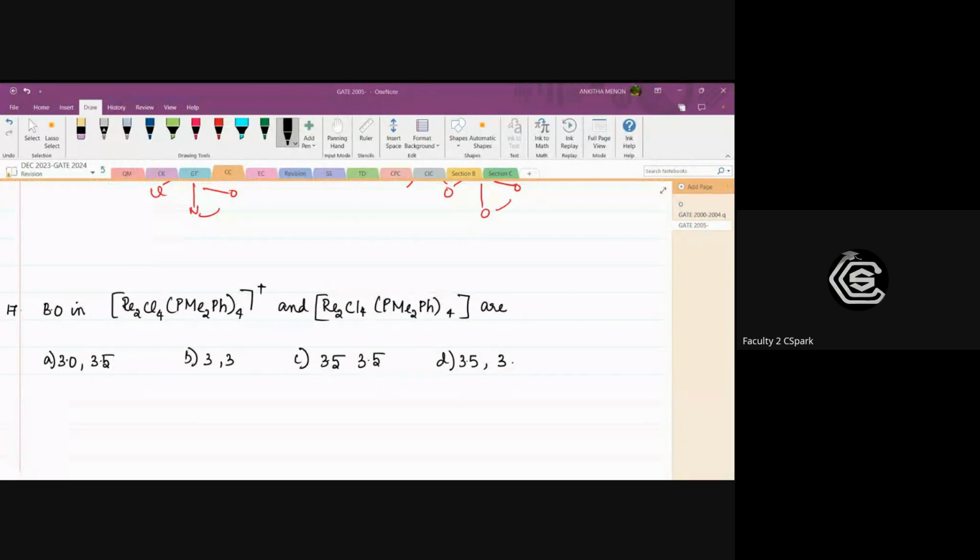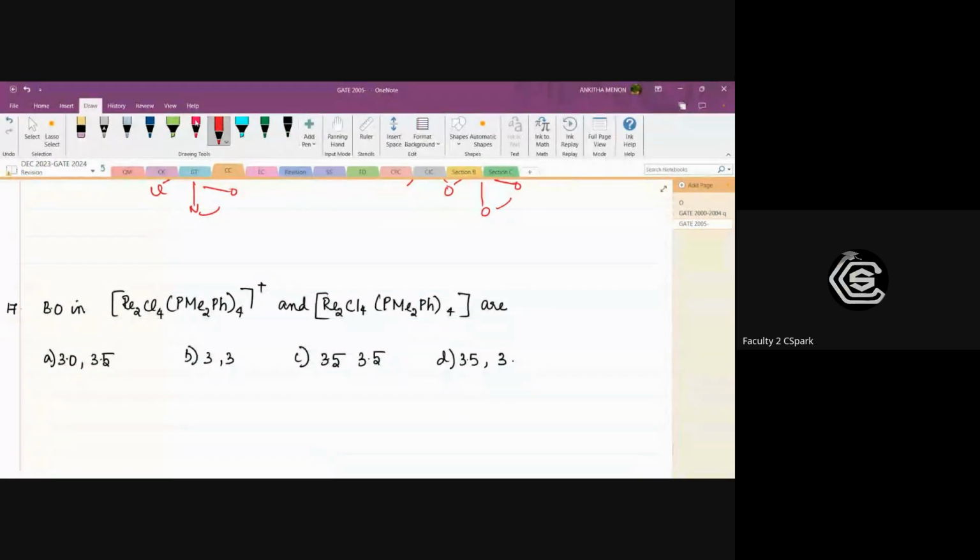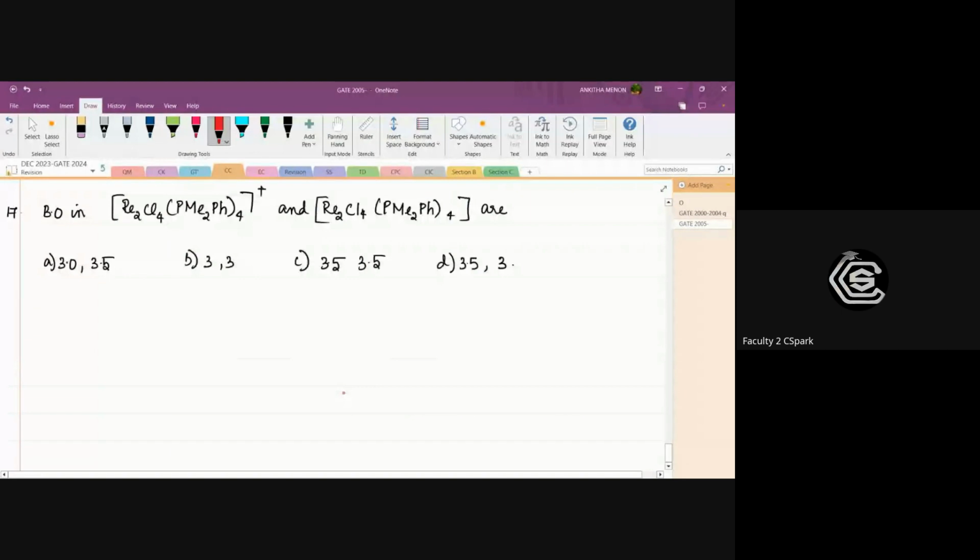Again, how many bonds can rhenium clusters make? This is well known for the formation of delta bonds. And we saw yesterday that the order in which the orbitals are stacked is sigma, pi, delta. And then comes delta star, pi star, sigma star. This is how it is arranged.